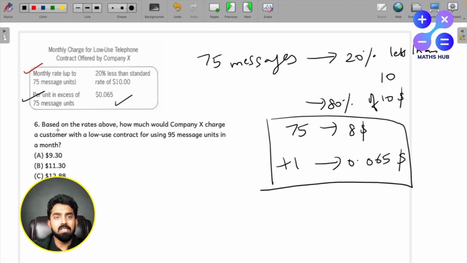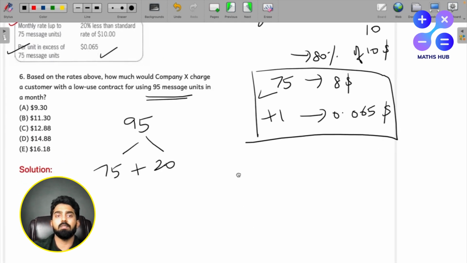Now, based on the rates above, how much would company X charge a customer with a low use contract for using 95 message units in a month? Okay. For using 95 message units. So 95 is what? See, base is 75. Up to 75 it will cost you $8. Remaining will cost you per message $0.065. Now 95 is what? 75 plus 20. Right? That's all 95 is.